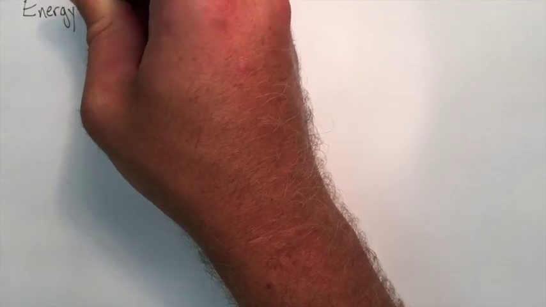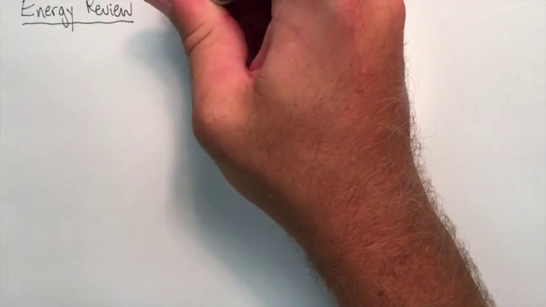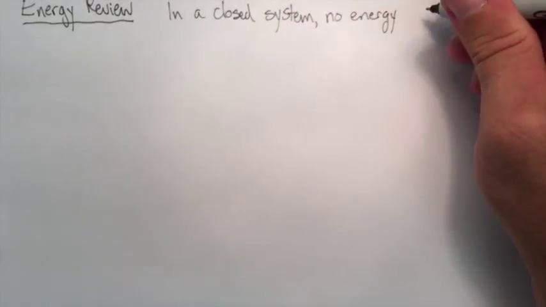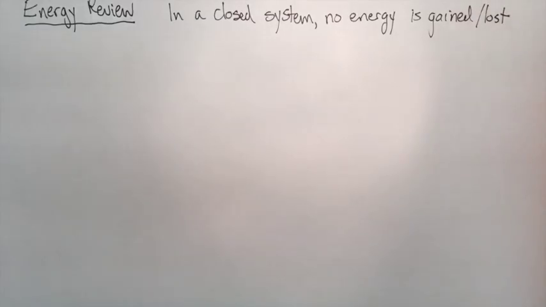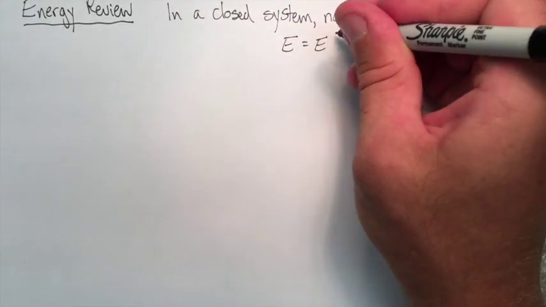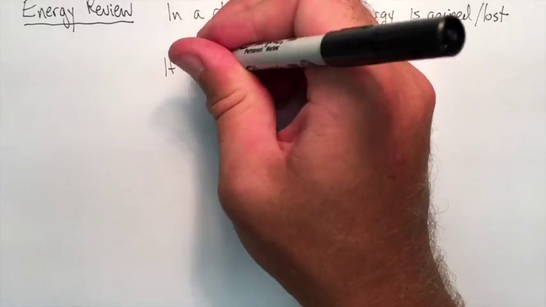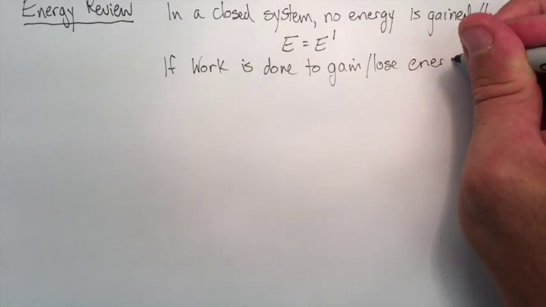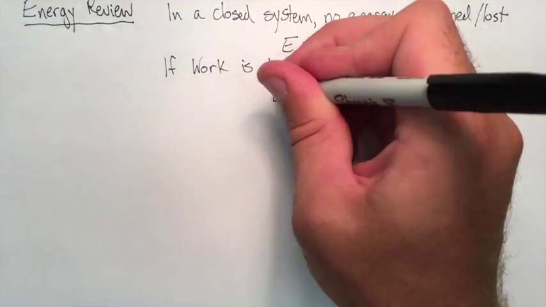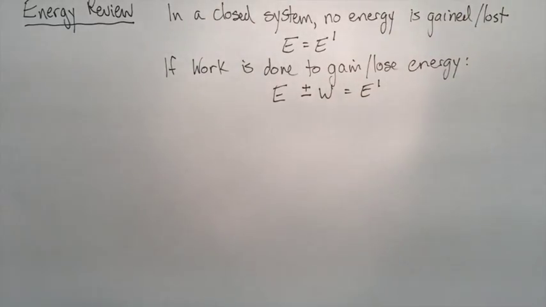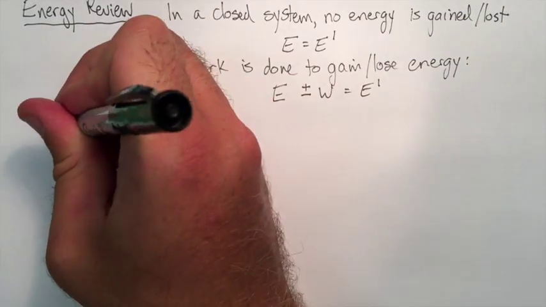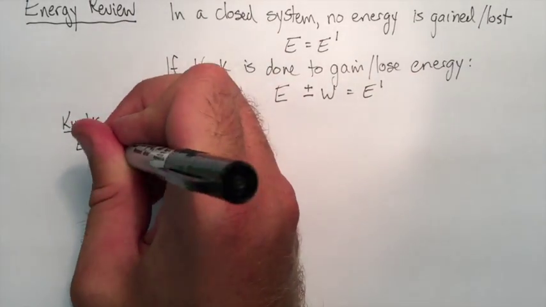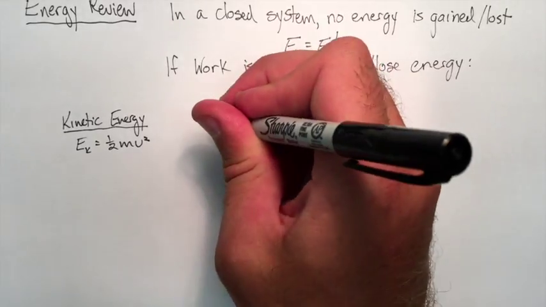Final part of the review from grade 11 here will be a review of energy. So we need to remember that in a closed system, no energy is gained or lost. If we look at a system at the end versus the total system at the beginning, the energy before equals energy after. And we denote that energy after with a prime or a hyphen on that last E. If work is done to gain or lose energy, we need to accommodate for that. So if work is done where we add energy to the system, it's plus W. If work is done where we lose energy, like slowing down, it's minus W.